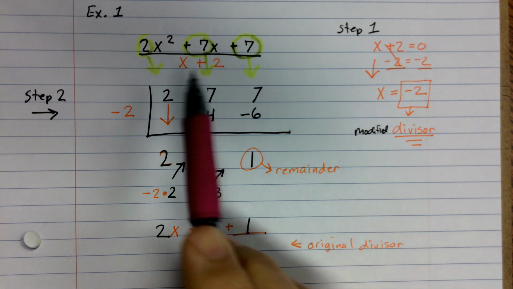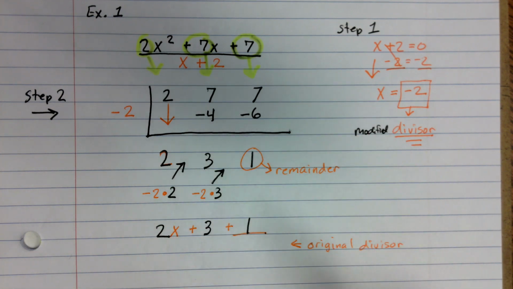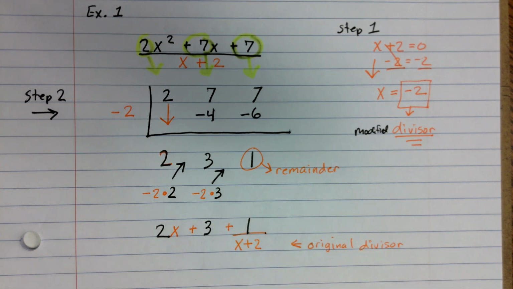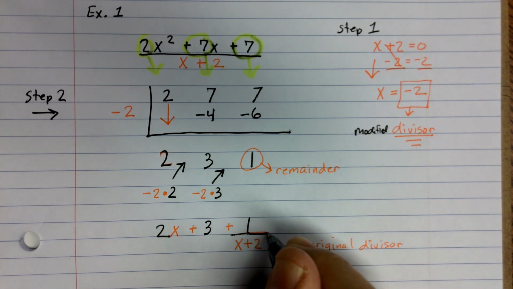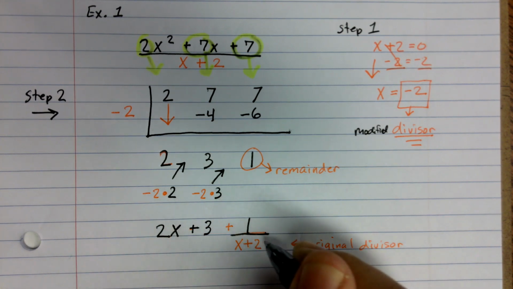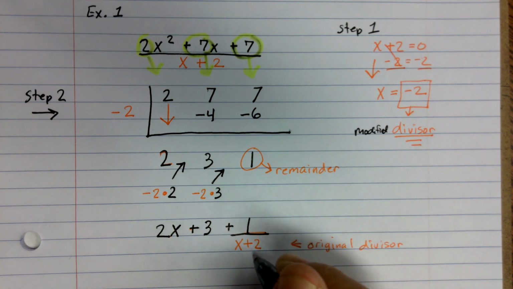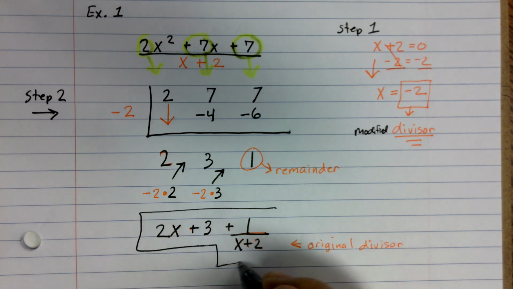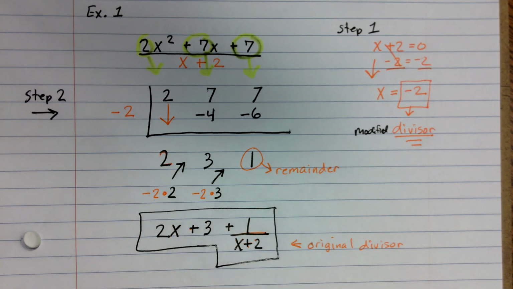And so our original divisor that we were dividing by in the beginning was x plus 2, before we had modified it. So I'm going to write x plus 2. So this is our final answer. We have 2x plus 3 plus 1 over x plus 2. And this is our answer for this problem. If you had done it with long division, you would see that you would get the exact same answer. So this is your example for this synthetic division.